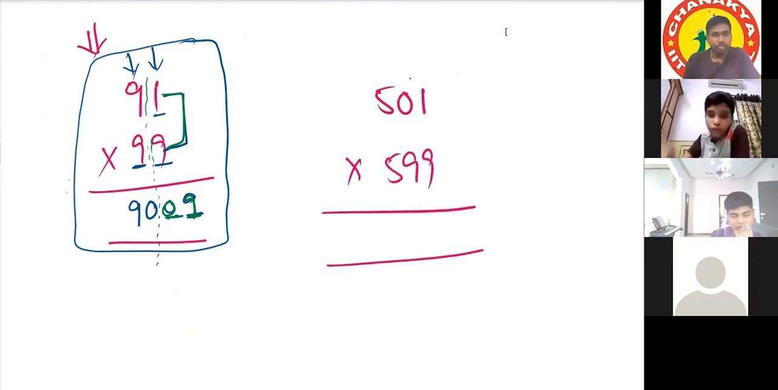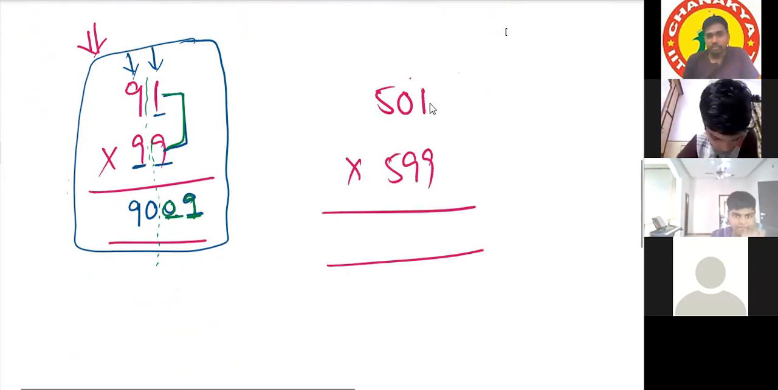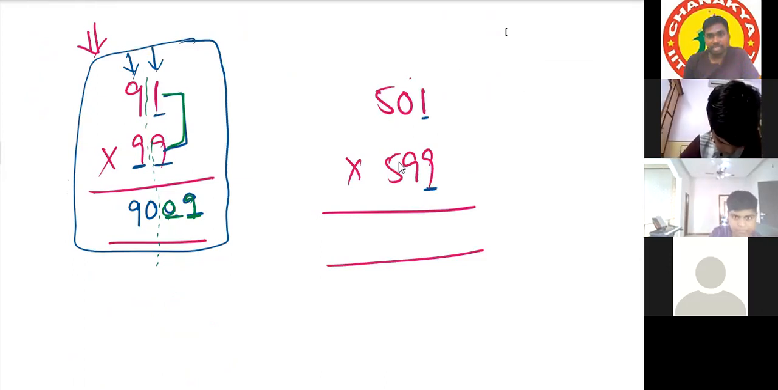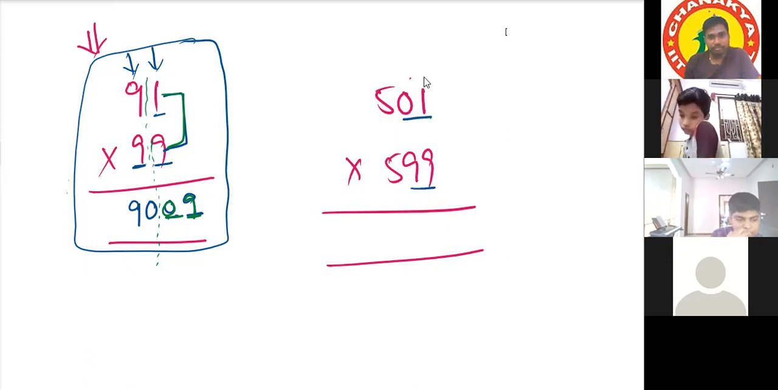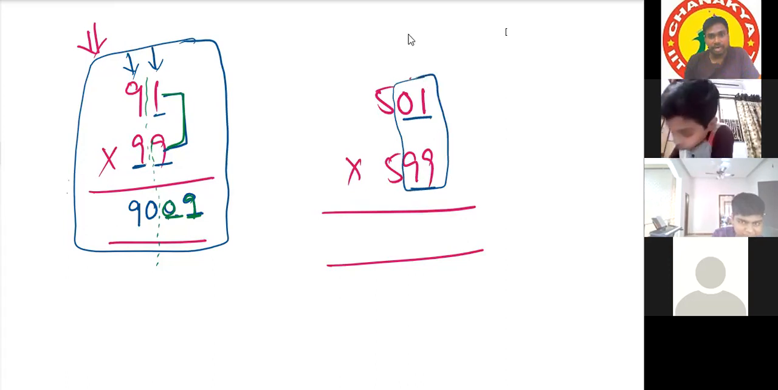Okay. See here, if the units place is adding to 10 but the remaining number is not the same, correct? Yes, sir. Units place is adding to 10, but the remaining number is not the same. In that case, we have to see whether the last 2 places are adding to 100 or not. Yes, sir. The last 2 places are adding to 100, and the remaining number is the same.